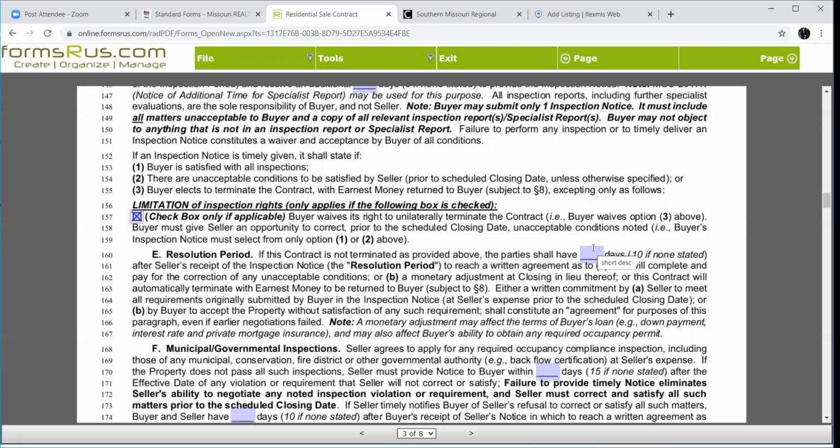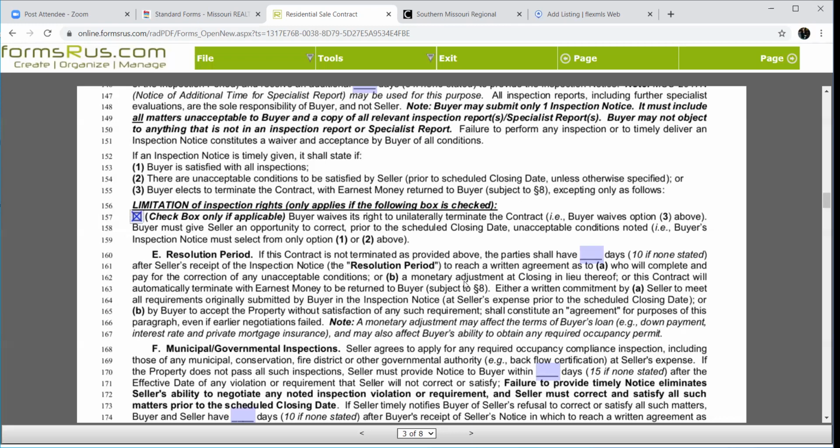Now, at any point during that, the seller can wave his hand and say, you know what? I'll fix everything that was in your original report. That's fine. I'm tired of all this back and forth. We'll fix everything on the initial request. And it moves forward. Or at any point, your buyer can wave their arms like, you know what? Forget it. We'll take it as it is. We'll take it with no repairs. So at any point that can happen. But during this resolution period, we've got to figure out who's going to complete and pay for the correction, or if there's going to be a monetary adjustment.